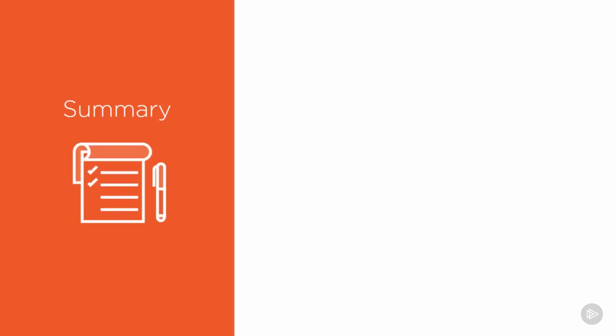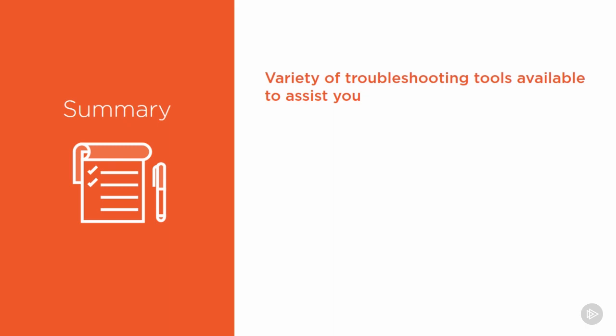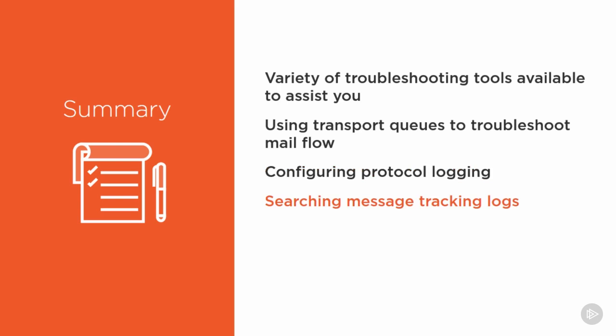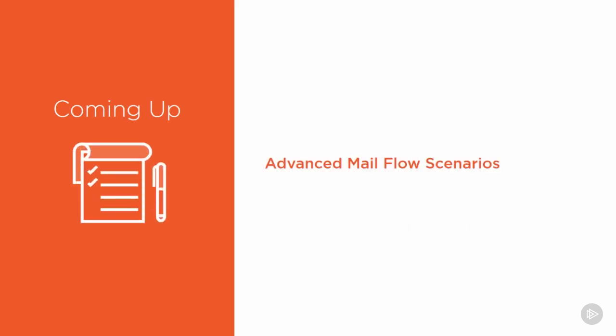So in summary, in this module, we looked at a variety of troubleshooting tools that are available to assist you with your cases. We also looked at using transport queues to troubleshoot mail flow, how to configure protocol logging, and how to search message tracking logs. And finally, we looked at some other common mail flow issues and solutions that you can consider when you're dealing with problems in your own environment. Coming up in the next module, we'll look at some advanced mail flow scenarios.